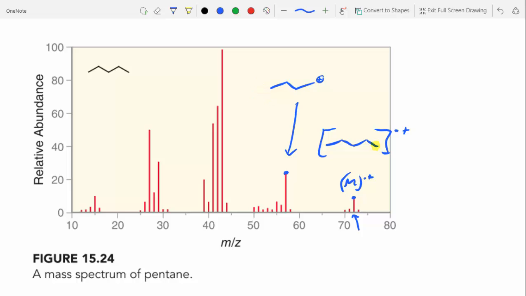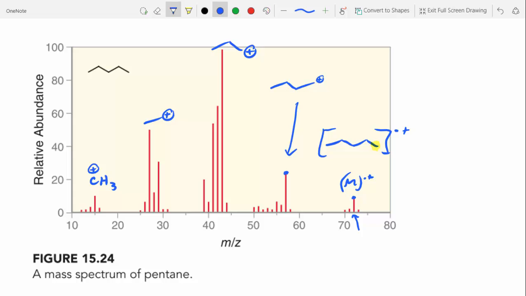What do you think that biggest peak around 40 is going to be? Yeah, a propane cation. So if we do this, it could just be another carbon getting lopped off. And then as we go down, we could say, all right, this could be an ethane cation. And then the last one could just be our methane cation. All right, so anytime we see a mass spec, we typically see all of our various fragments.